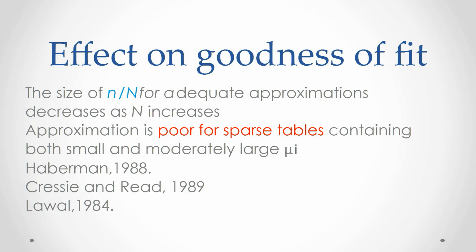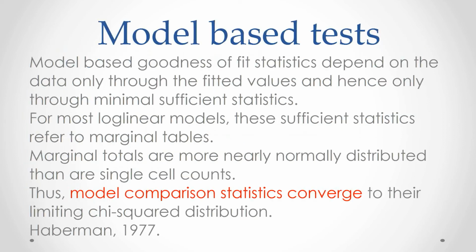For further research and further cases of this, consider the papers by Haberman, 1988, Cressie and Read, 1989, and Lawal in 1984. For fixed n and N, the chi-squared approximation is better for tests with smaller degrees of freedom.